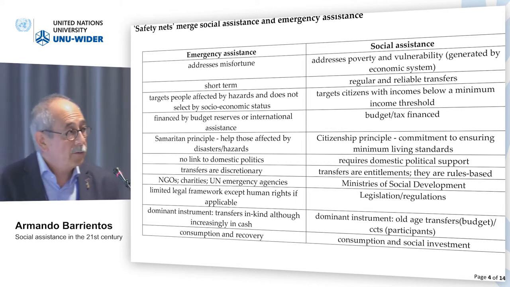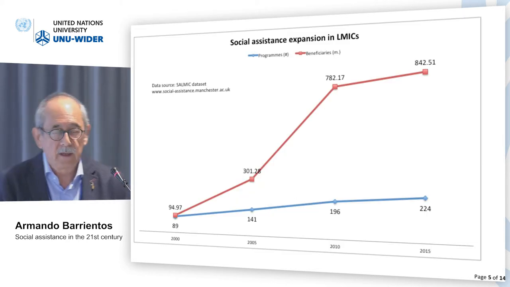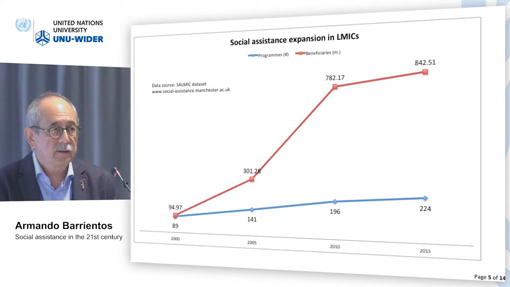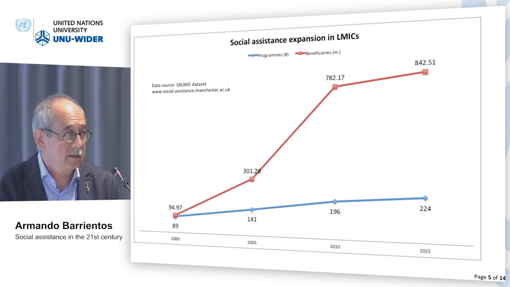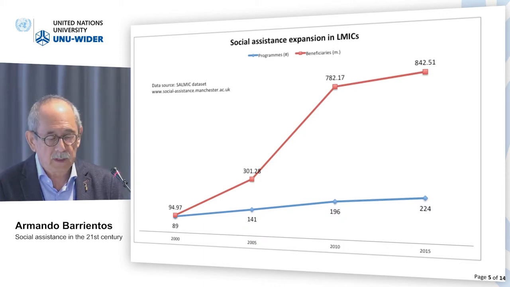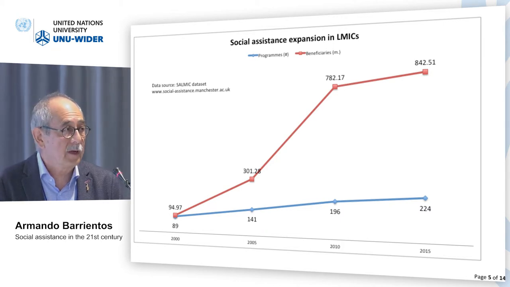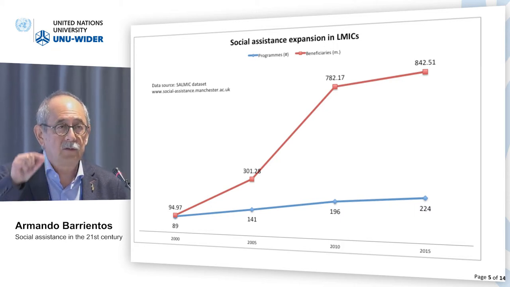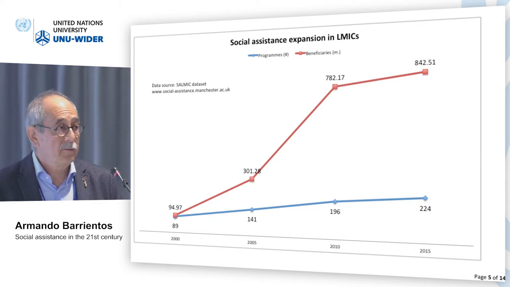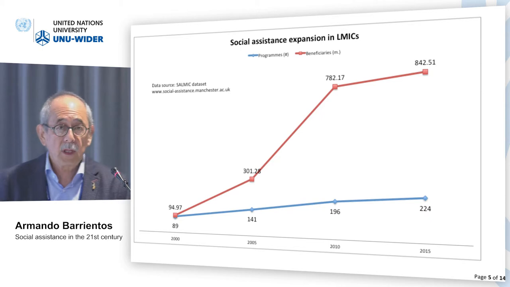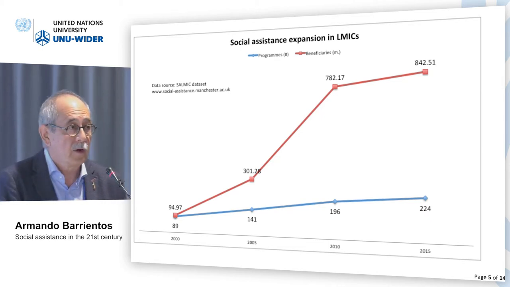Now, okay, if you take a global view of low and middle income countries, and we use the data sets that we have collected, this is more or less what we have. So you have on the one hand, as Miguel has already shown, an increase in the number of programs. So you go from 89 typically social assistance programs in 2000, to 224 in 2015. In some cases, there is some kind of inflation here because there are some very small programs, particularly in sub-Saharan Africa. In the way in which some countries do social assistance, they distinguish between different groups that are vulnerable. So you have one program for people with disabilities, you have another program for the elderly, you have another program for children, and so on.